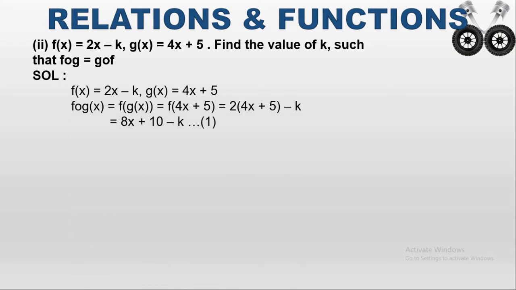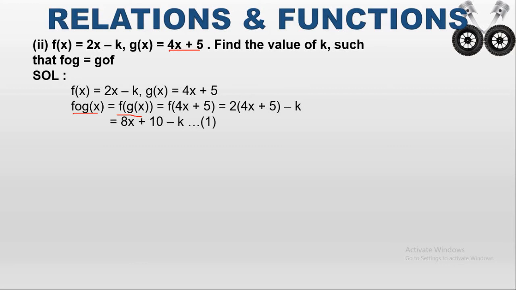So f composition g is written as f of g of x. First you have to substitute the value for g of x. What is the value for g of x? The g of x value is 4x plus 5. So instead of g of x you have to write 4x plus 5. So that is f of 4x plus 5.